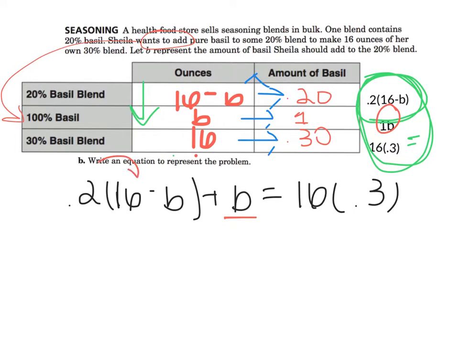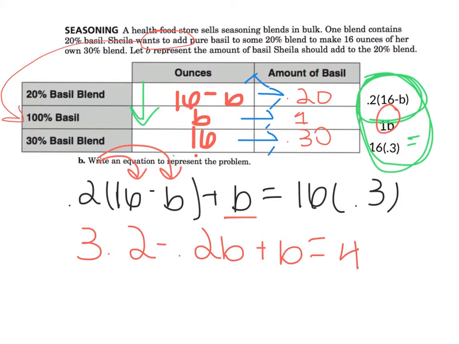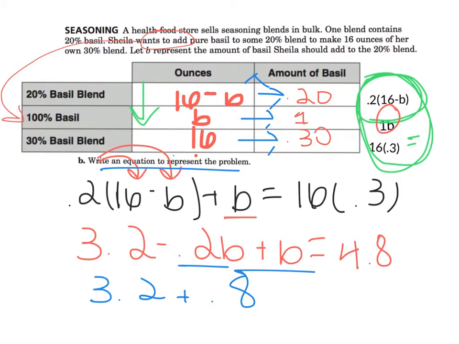Now when we go to distribute here, we will now get 3.2 minus 0.2b plus b equals 4.8. For our final equation to represent the problem, I will just combine these like terms to get 3.2 plus 0.8b equals 4.8.